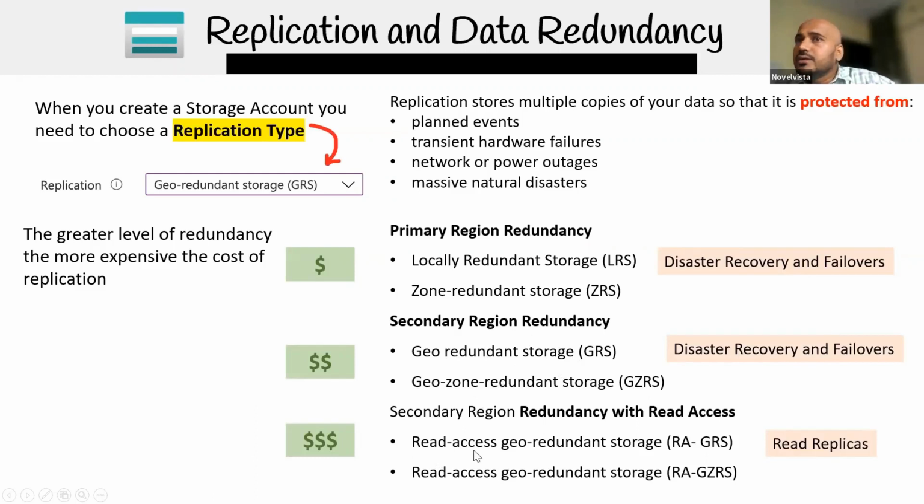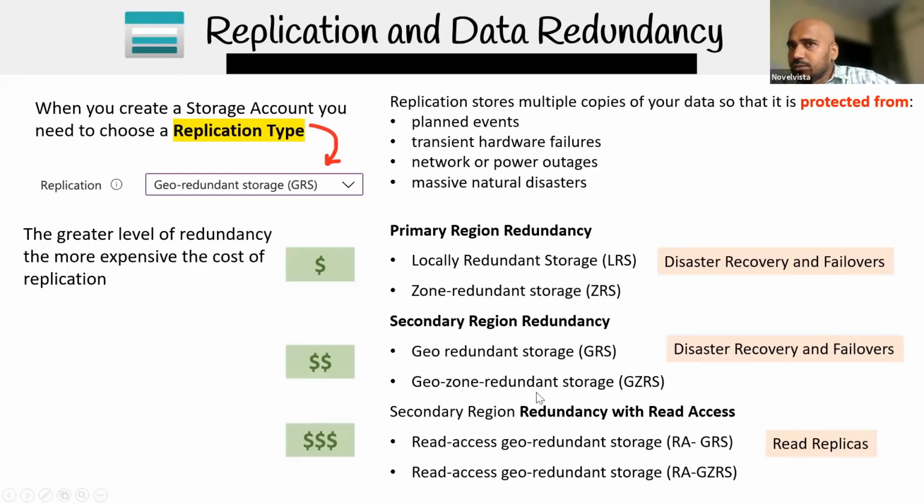And if you need read access, now what happens, understand here. Let's say you're keeping your copies in locally redundant. There are 3 copies, and a specific hardware, or a storage rack, goes down. Microsoft will still give you access from the additional copies, right? When that rack is repaired.